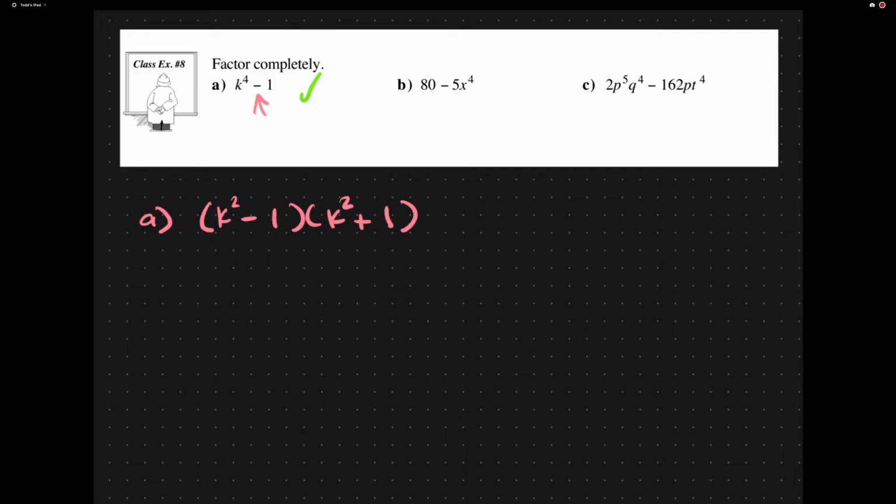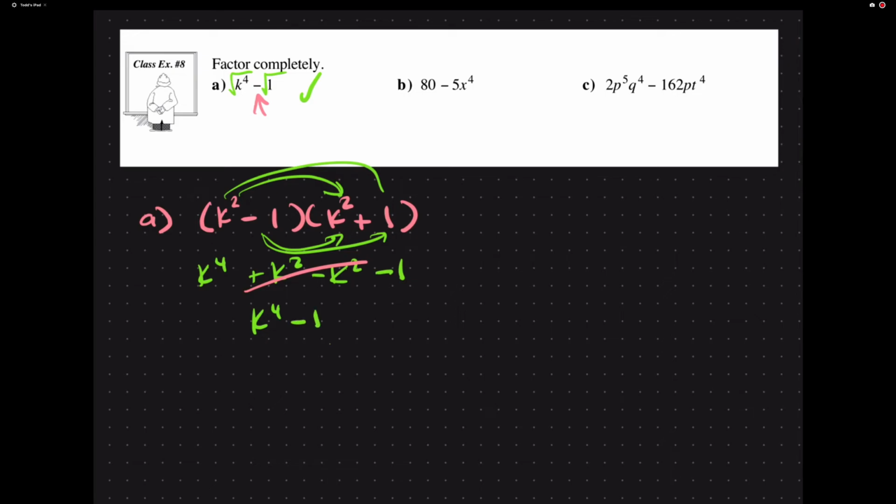So the first term was constructed by taking the square root of that, the square root of that, and making the signs different. Okay, so again, just verify k2 times k2 is k4. k2 times 1 is plus k2. Negative 1 times k2 is a negative k2. And negative 1 times 1 is going to be a negative 1. The two middle terms are going to be canceling each other out, and we finish with k4 minus 1, which is what we started out with, so we are correct.